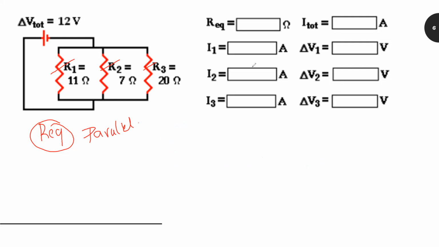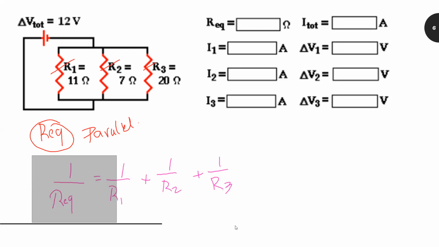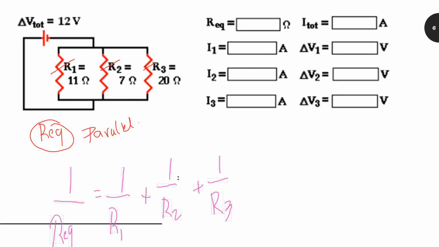Since they are parallel, we have to remember that 1 over R equivalent will be 1 over R1 plus 1 over R2 plus 1 over R3. Why did I stop here? Because I have only 3 resistances. So to find the R equivalent, 1 over R equivalent, the reciprocal of the equivalent, will be the summation of the reciprocal of each one. Let's continue now.